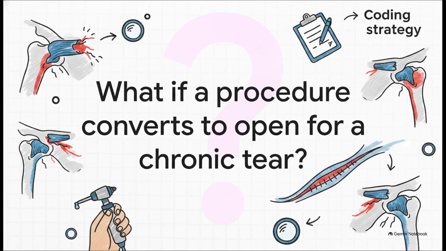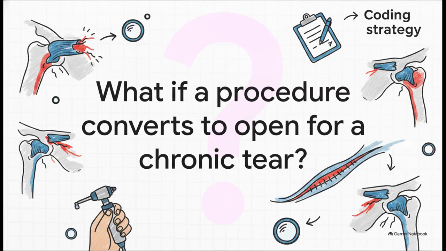Let's step it up a notch with case file number 2. The operative report reads, the procedure began arthroscopically, encountered severe retracted tearing and adhesions. After 45 minutes of extensive arthroscopic mobilization and debridement, visibility remained extremely poor. Converted to a mini open repair for this chronic, non-traumatic tear of the right shoulder. So what is your specific coding strategy here?